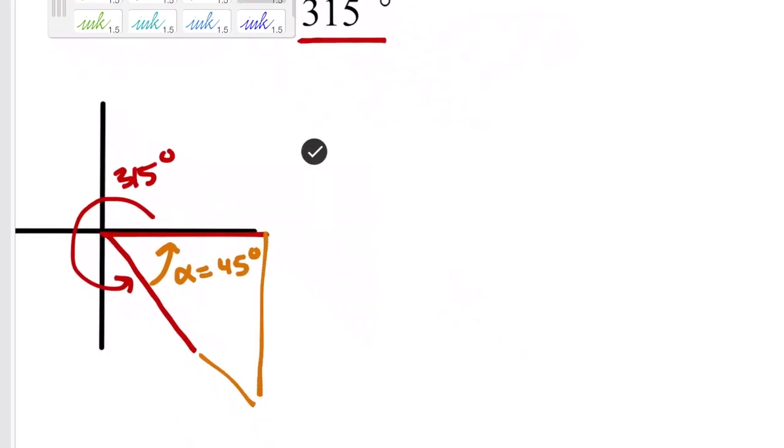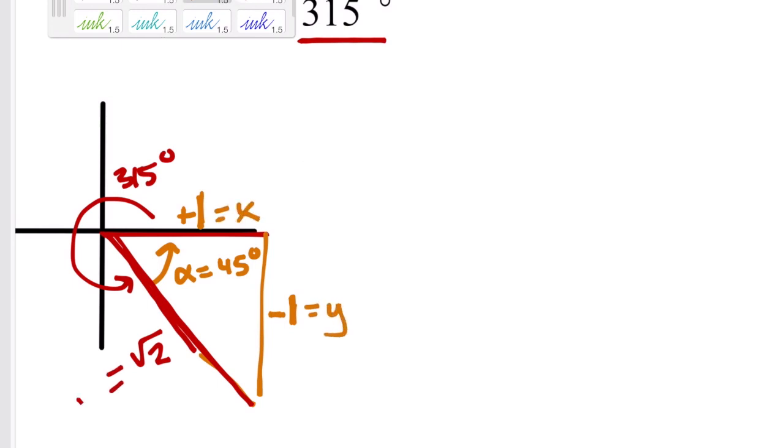So 45, 45, 90, that means my sides are the same. So 1 and 1. Because I went to the right, that means this is a positive 1. And this would be a negative 1 since we're going down. And my hypotenuse here is going to be a square root 2 for that 45, 45, 90 triangle. So my x, my y, and my r.